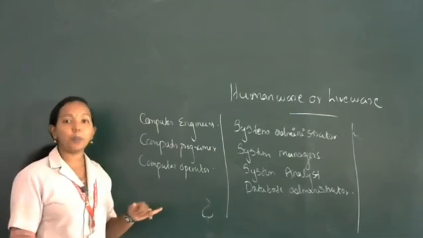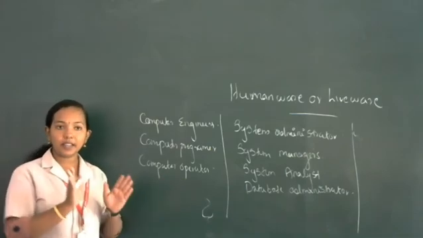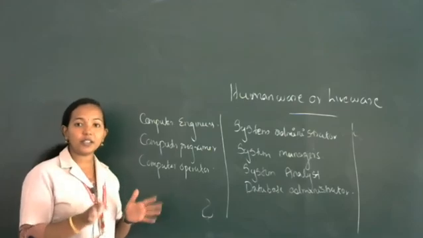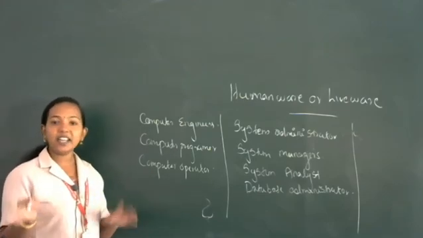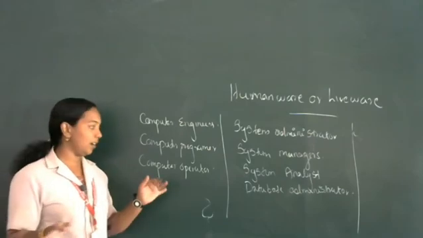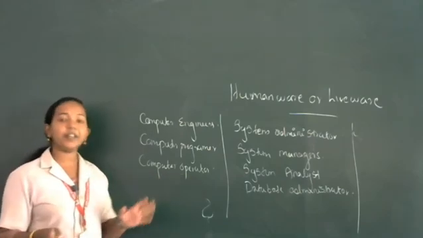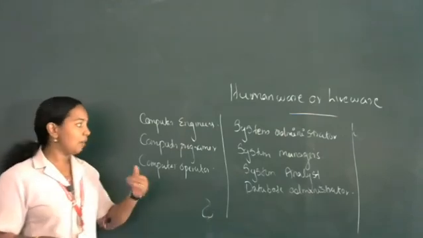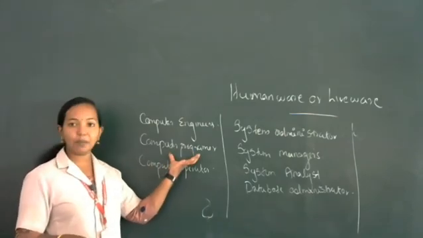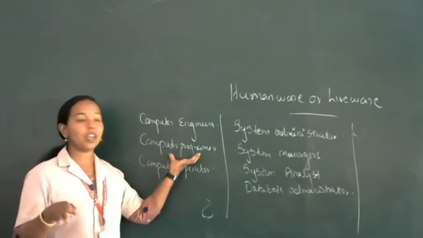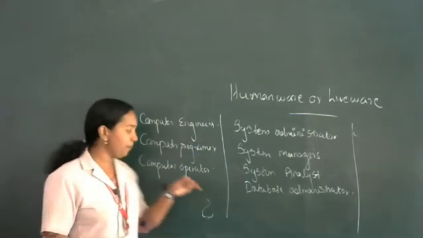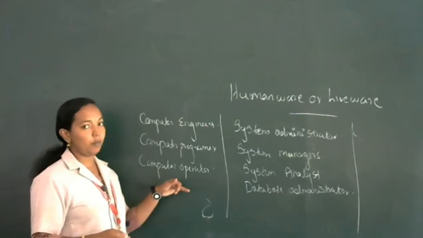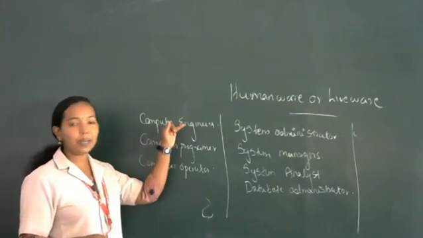Then computer operators. Computer operator means they will only have basic knowledge about the computer. Only basic knowledge. Some persons will be present in such places, and they will all be treated as computer operators. Software engineers belong to computer programmers. So the lowest level is computer operator, then computer programmer, then computer engineer.